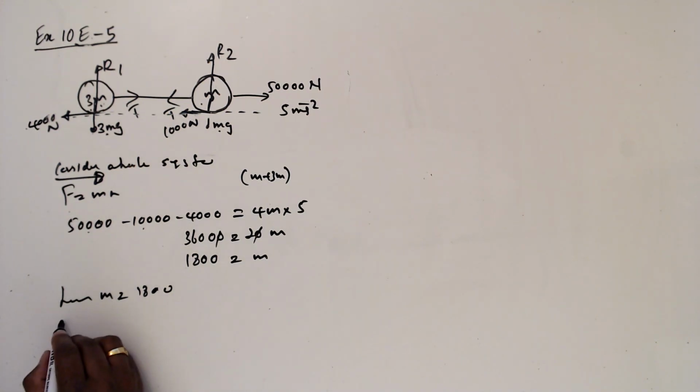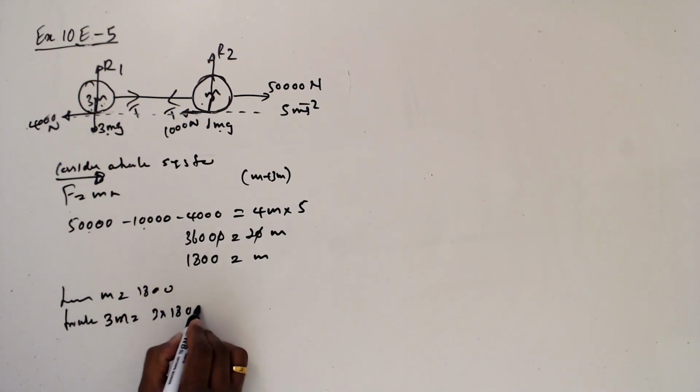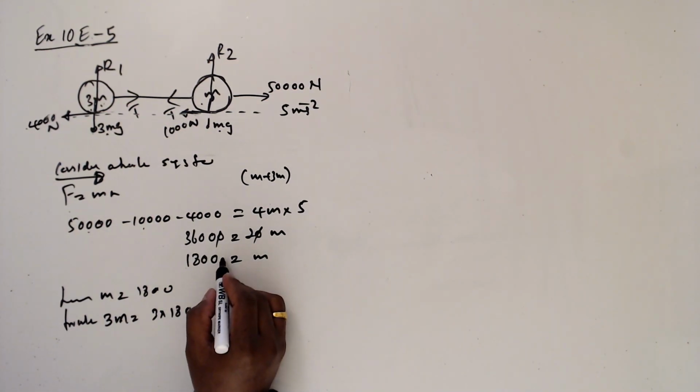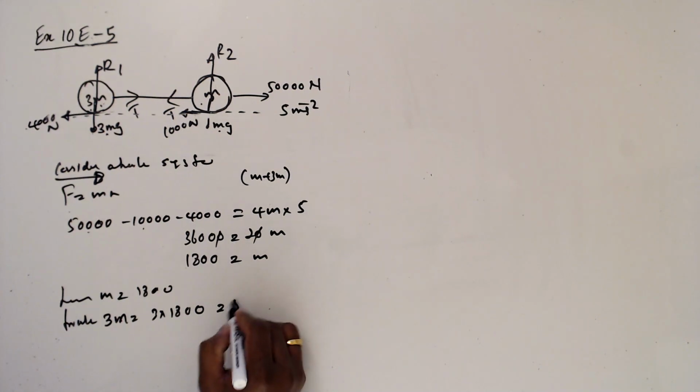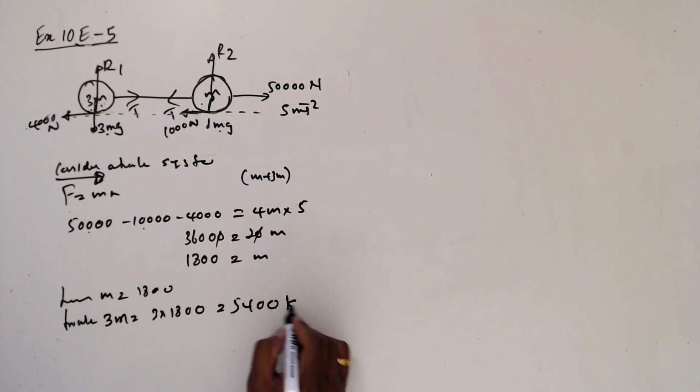1,800, and the trailer 3m equals 3 times 1,800. So sorry, this is 5,400 kg.